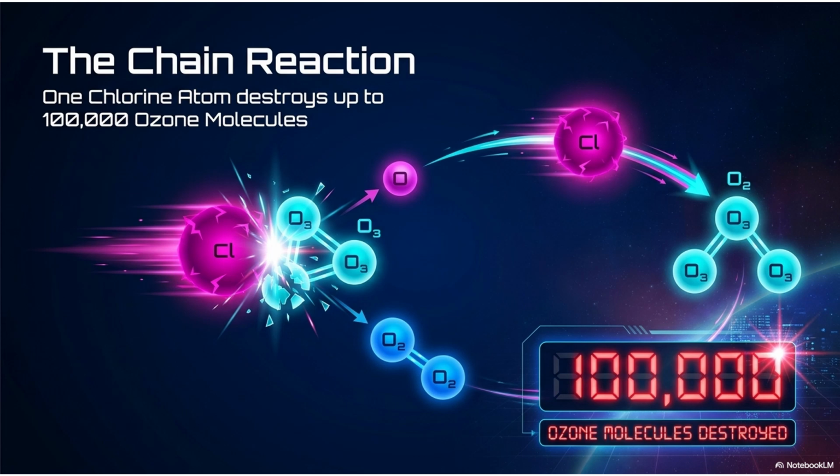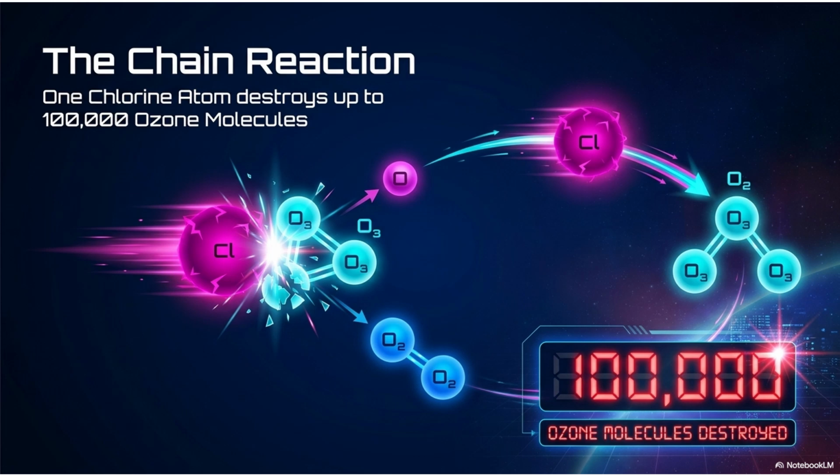Now let's understand why chlorine was such a serious problem. A single chlorine atom can participate in a chain reaction. In simple terms, chlorine reacts with ozone and helps convert ozone into ordinary oxygen. The chlorine atom can be regenerated during the process, allowing it to participate in the destruction of many ozone molecules.